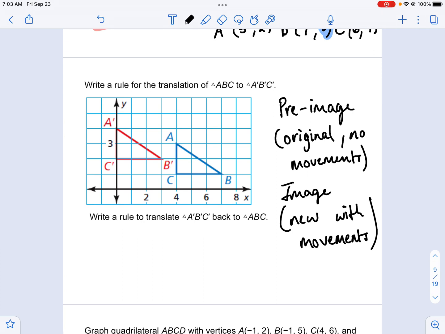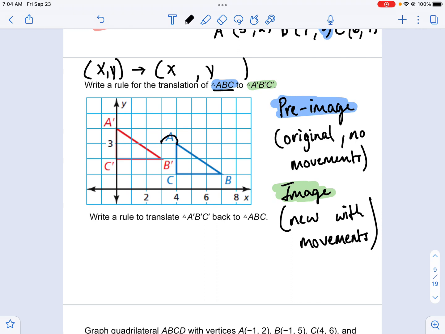Okay, so it says write a rule. Remember the rule form is x comma y, and then we just write what's happening. We need to write a rule from A, B, C, our pre-image. I know it has no movements because there's no primes, to our image, the thing with new points because it's been moved. Let's see, I've got to figure out how this moved.